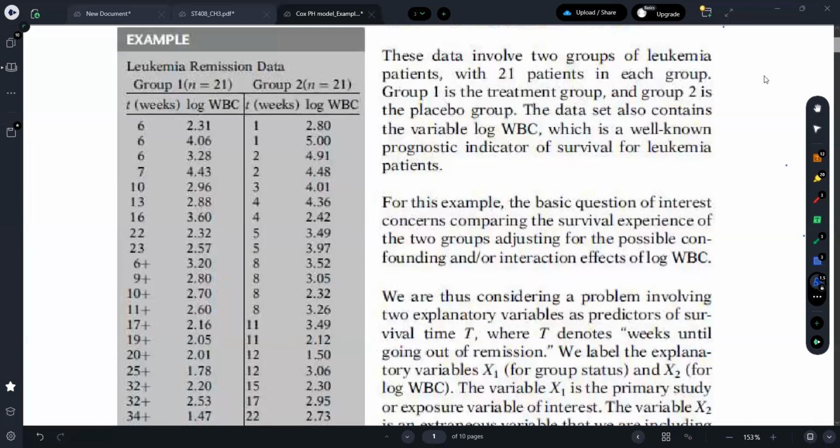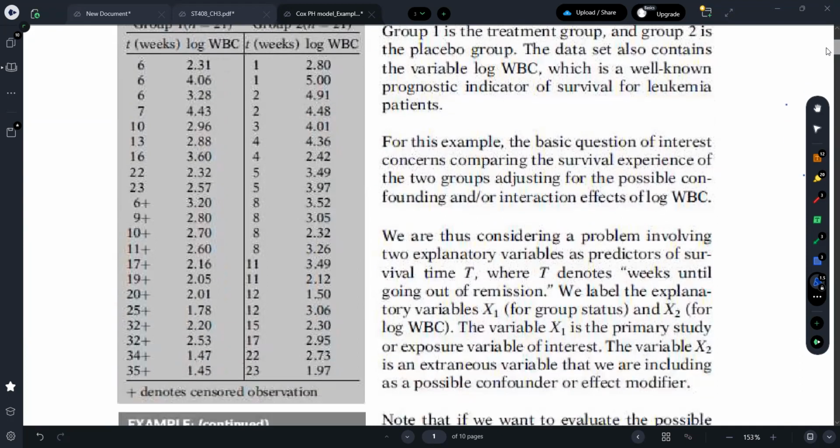There are 21 patients in each group. Group 1 is the treatment group. Group 2 is the placebo. And the other variable is log WBC. That is the log value of the white blood cell count. Okay. So that is an indicator of leukemia. When the white blood cell count increases, that is an indicator of leukemia, right? So you have the log value, a transformed value, of the white blood cell count for each and every patient.